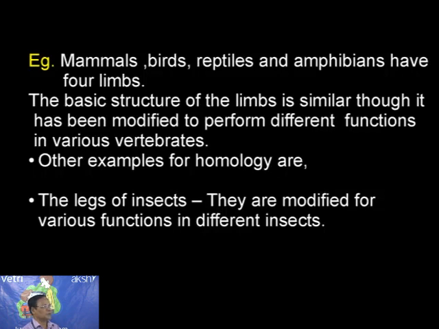Now, what are the other examples? In the case of invertebrates, if you take the cockroach or any other insect, the grasshopper, the praying mantis, beetles, butterflies, moths, in all cases they have legs. The legs are five-jointed: coxa, trochanter, femur, tibia, and tarsus. But the legs are variously modified.